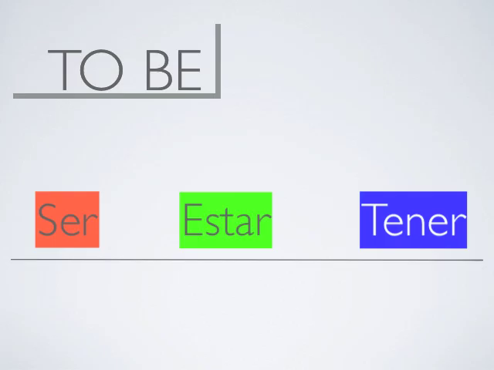Understanding to be in Spanish is a bit more complicated, but certainly not impossible. There are actually 3 Spanish verbs which mean to be, and they are ser, estar, and tener.